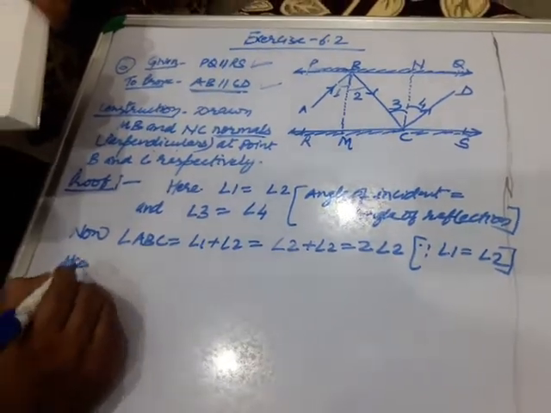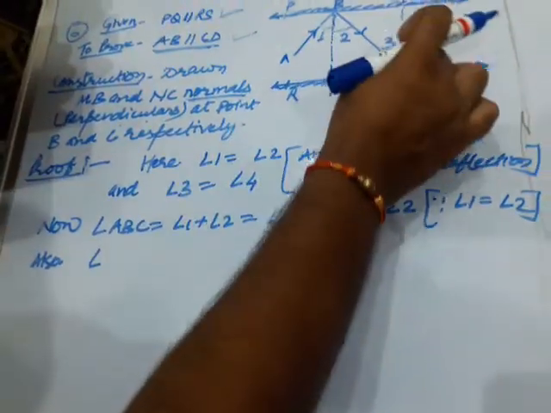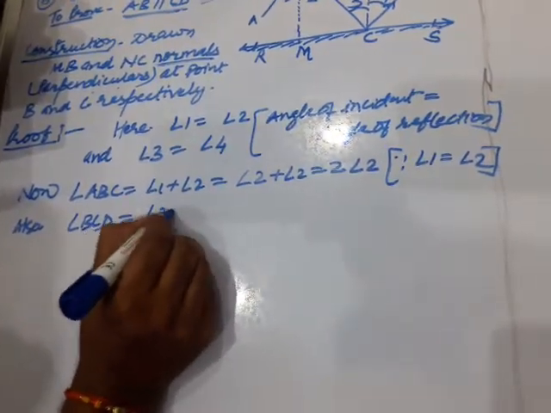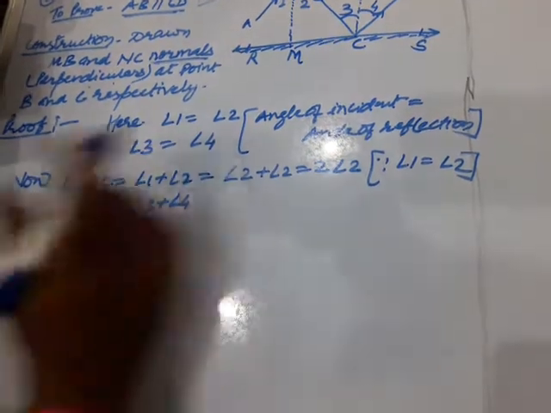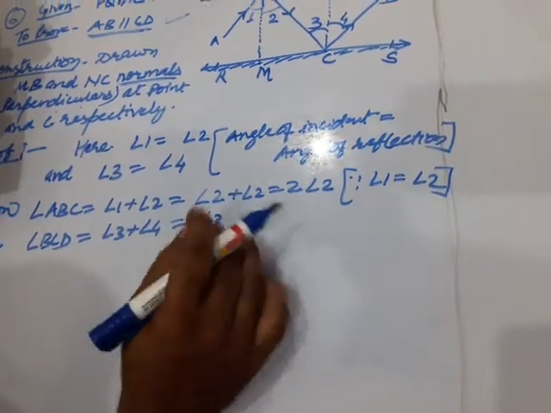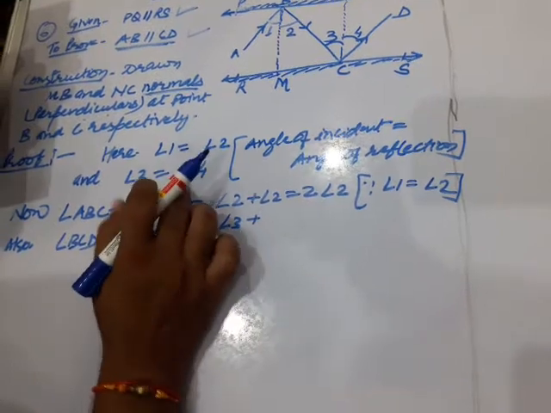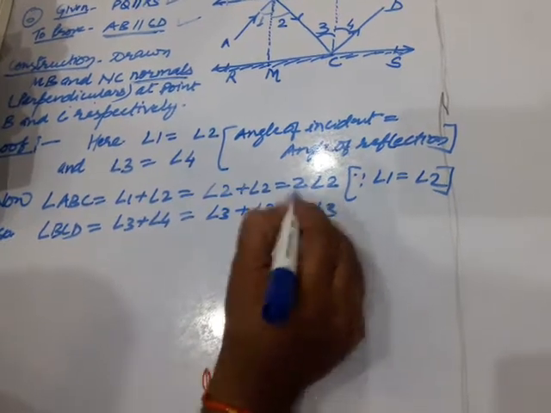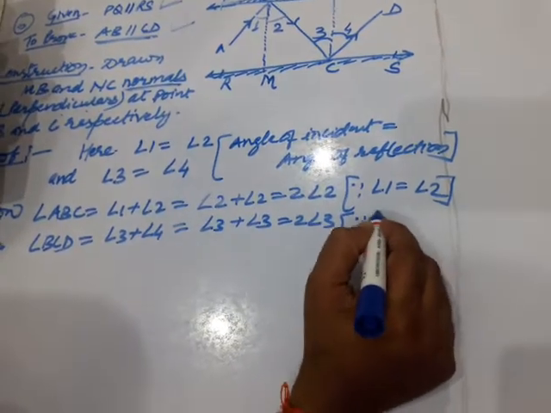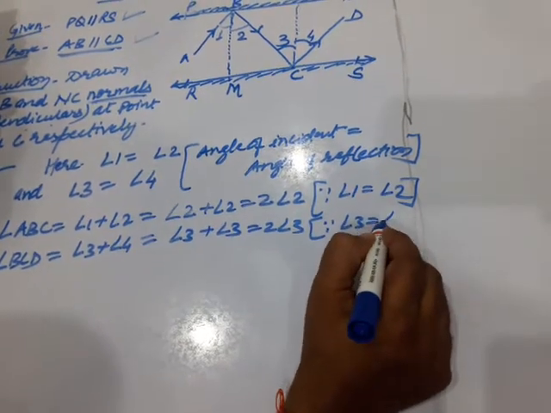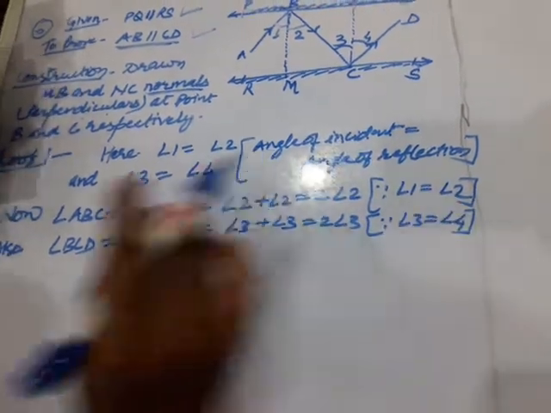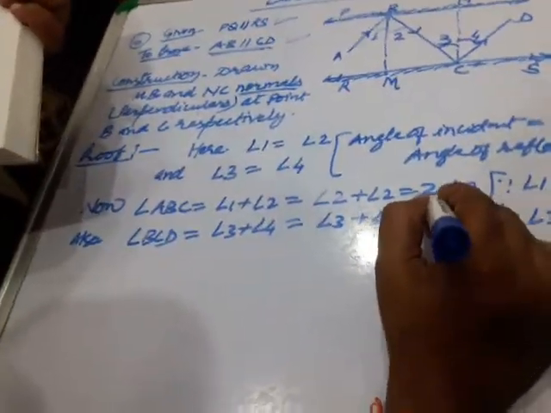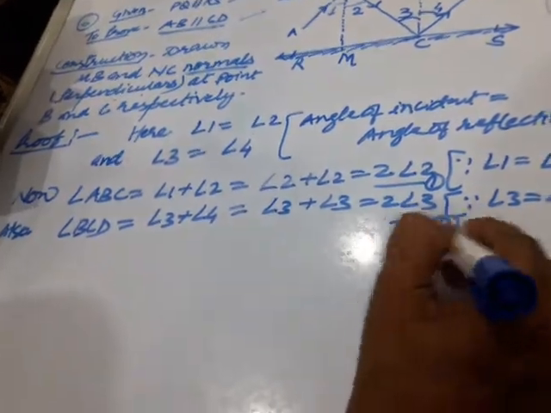Also angle BCD, what is BCD? Angle BCD equal to angle 3 plus angle 4 equal to angle 3 plus angle 3 equal to 2 angle 3. Why? Because angle 3 equal to angle 4. Okay children, now let this be equation number 1 and this be equation number 2.